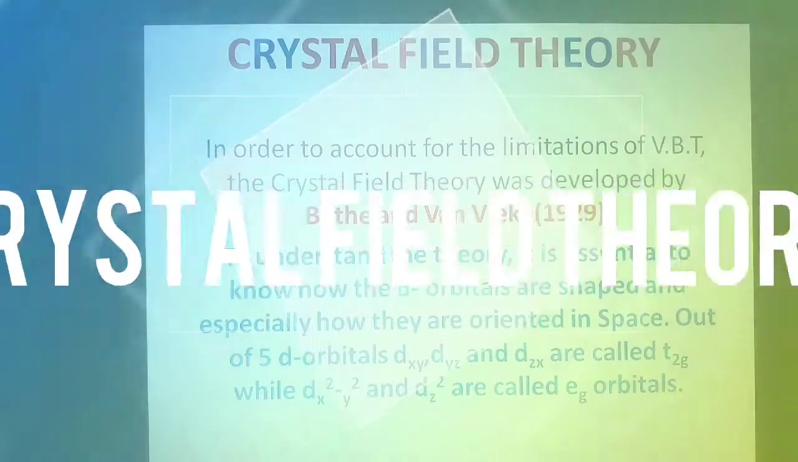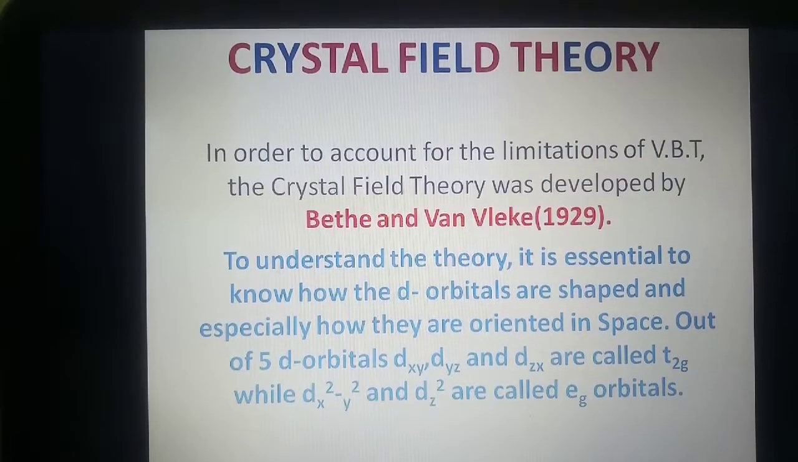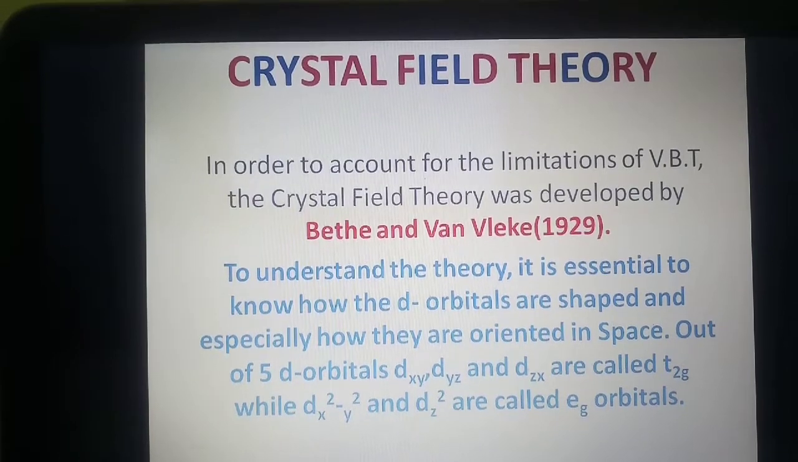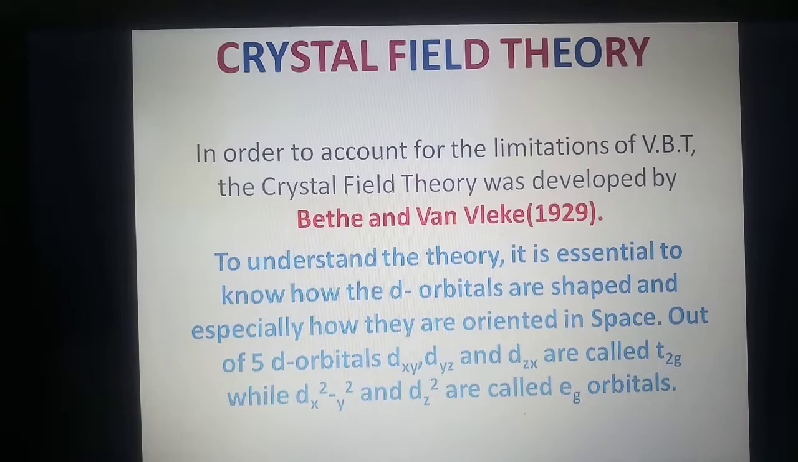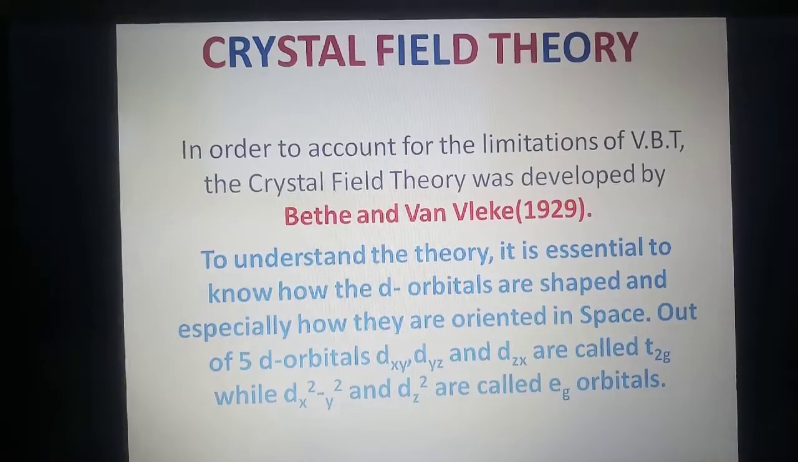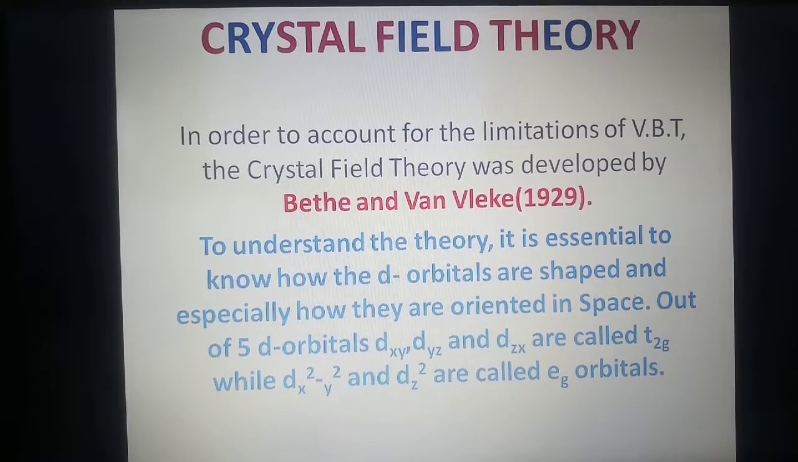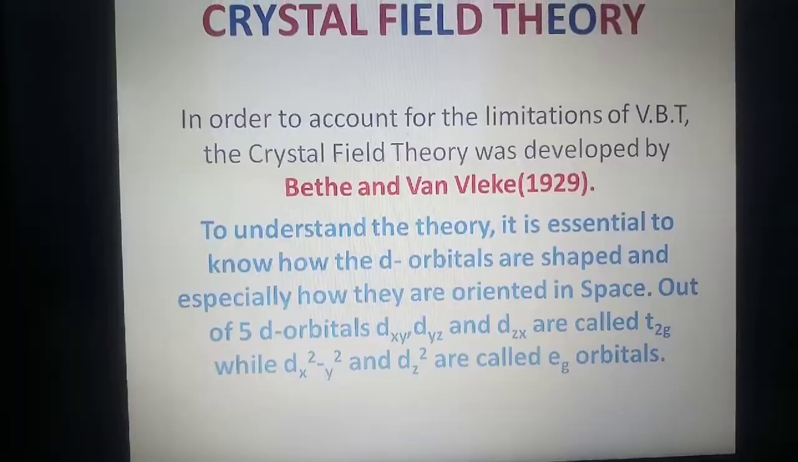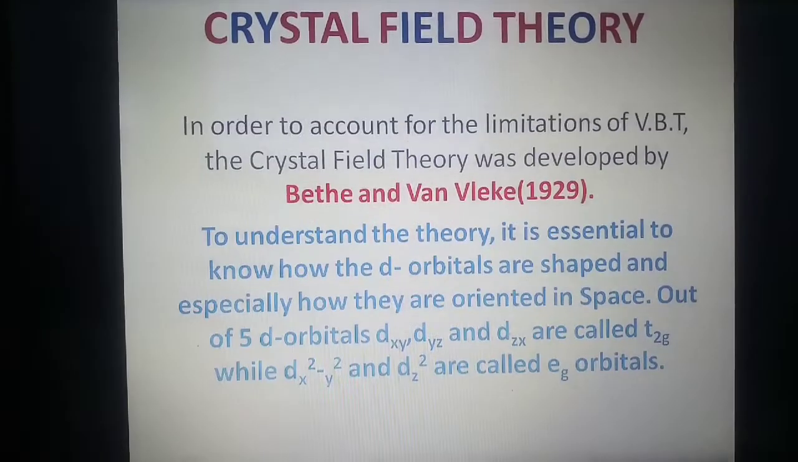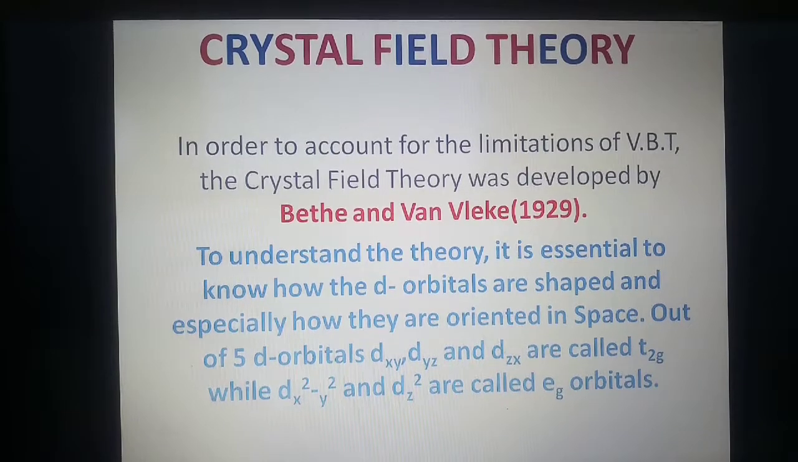With the drawbacks of Werner's theory and valence bond theory, crystal field theory came into existence. In order to account for the limitations of valence bond theory, crystal field theory was developed by Bethe and Van Vleck in 1929. To understand the theory, it is essential to know how the d orbitals are shaped and especially how they are oriented in space.